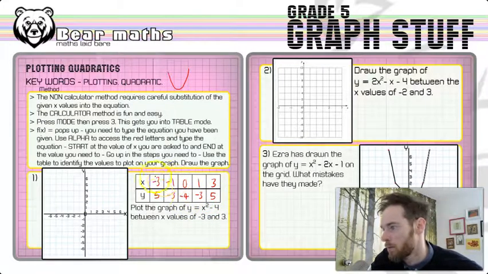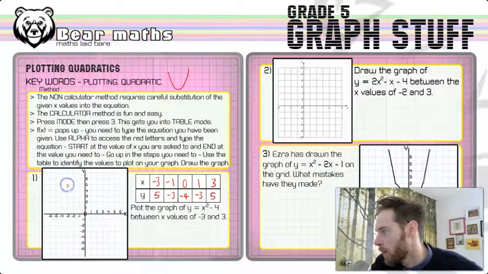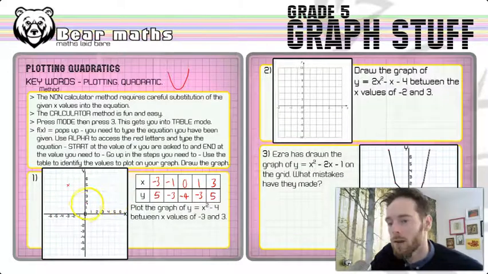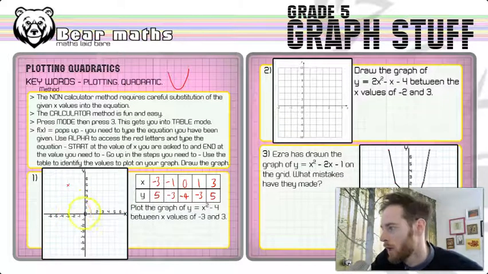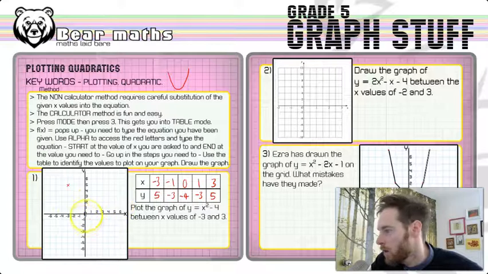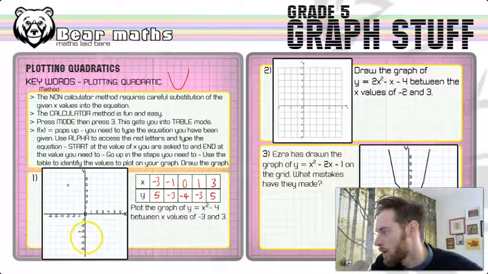So we're going to plot those points. And that is -3, 5. So go across to -3, go up to 5, and plot that point, with a nice sharp pencil. Go across to -1, and then go down to -3. Plot that point. 0, minus 4 is there, and then 1, minus 3, and then 3, 5. We're all the way back up here again.